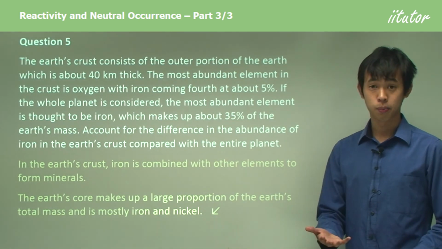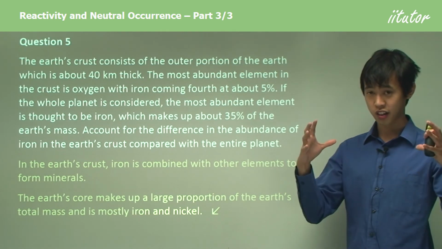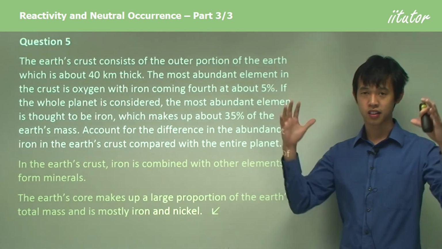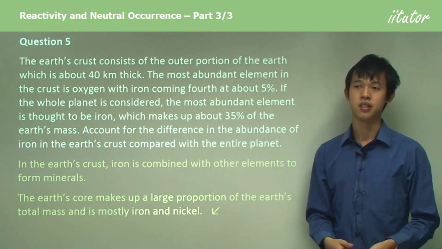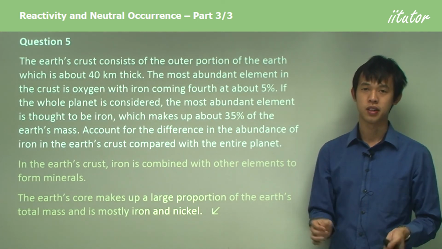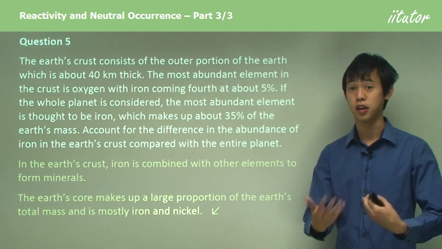That's why the iron percentage is so high in the Earth as a whole, but in the crust, because the iron would have seeped inwards towards the center of the Earth, we don't see as much because it's just moved away because of the gravitational effect when the Earth was being formed.